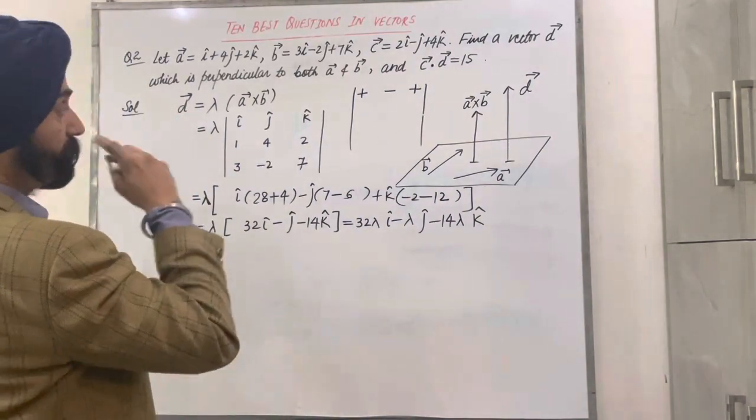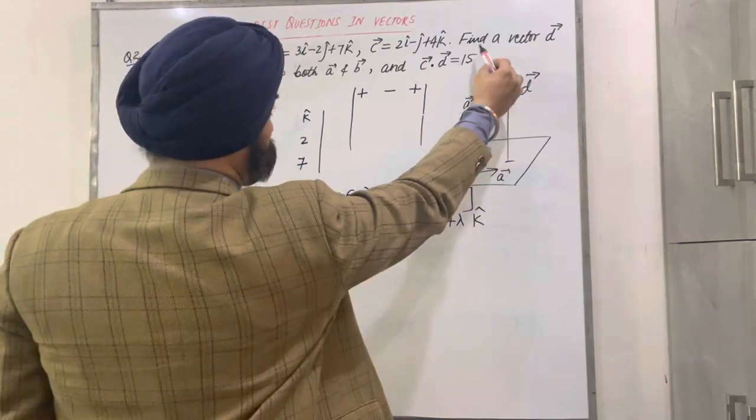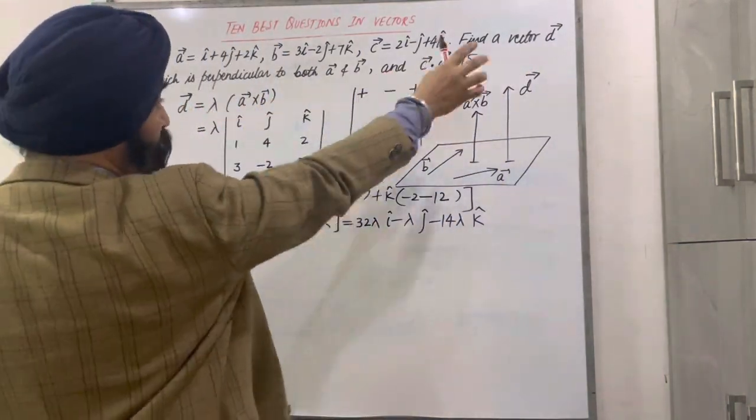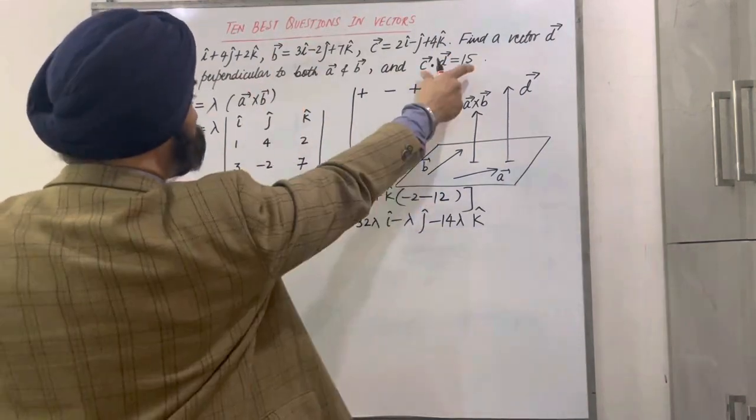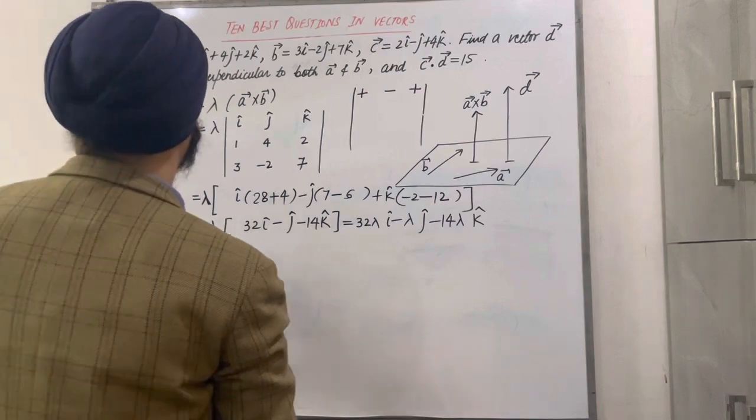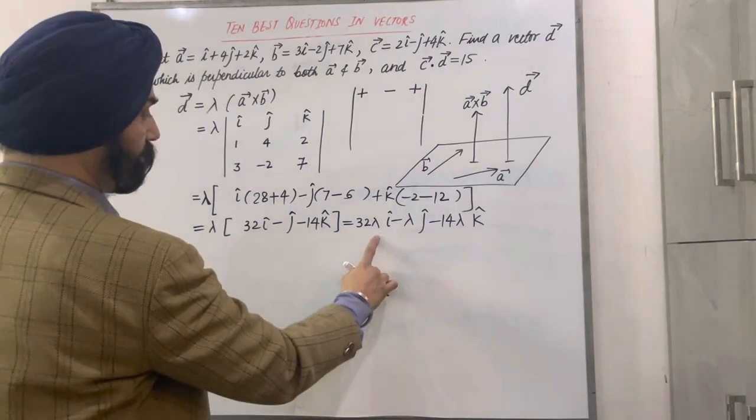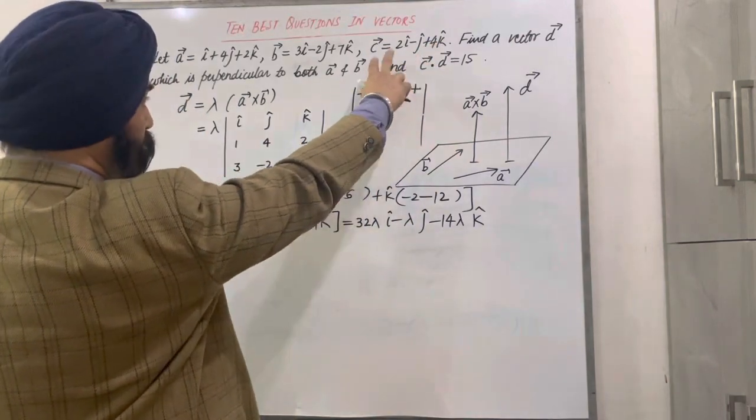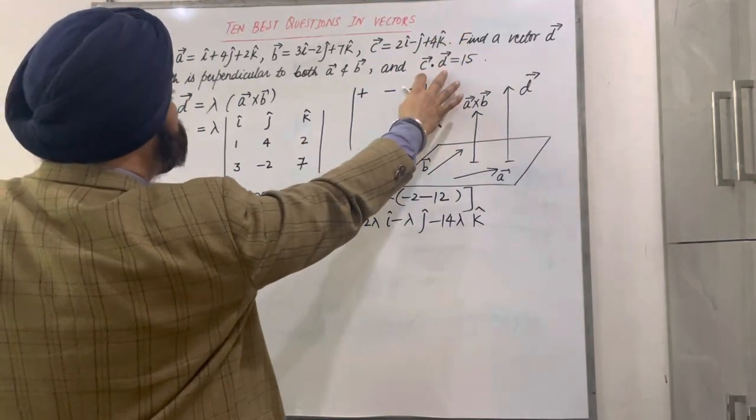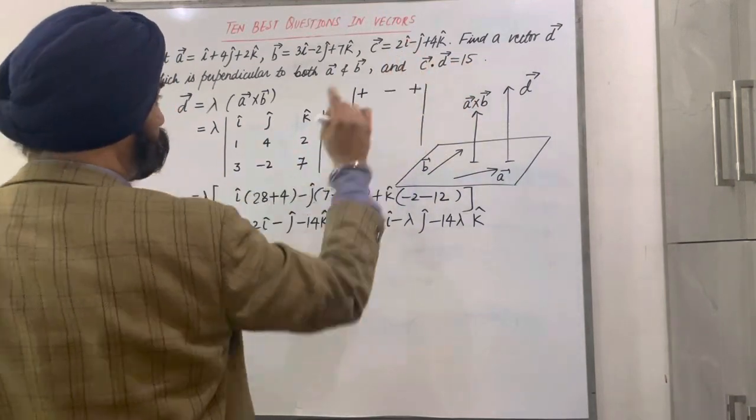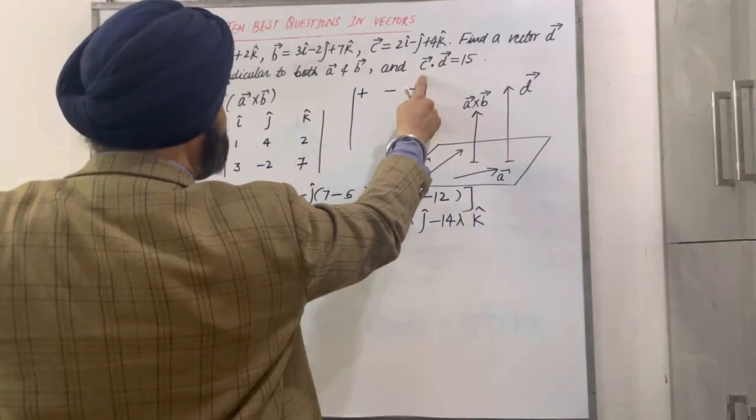So initially we have utilized this information that vector D is perpendicular to both A and B. This much we have utilized. What extra information is given? It is C dot D is equal to 15. We have written D but with unknown lambda involved in it, and C vector is also there. We haven't utilized C anywhere. So it is C dot D, which is equal to 15. Vector C dot vector D.